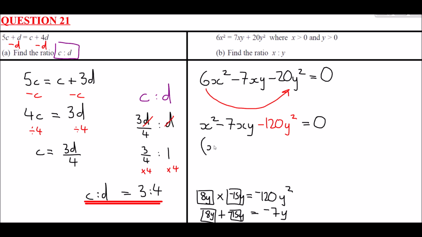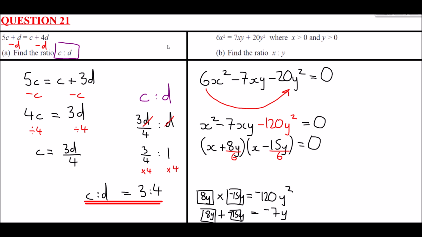So we do x plus 8y in one, and in the other, x minus 15y equals 0. But of course, this 6 disappeared. I just made it vanish, but you can't really do that. We need to put it back in. The 6 goes back underneath each of the terms with nothing to do with x.